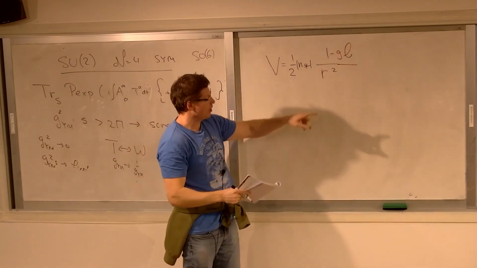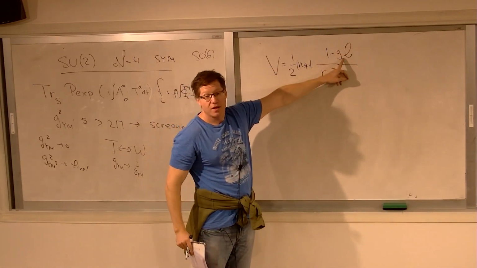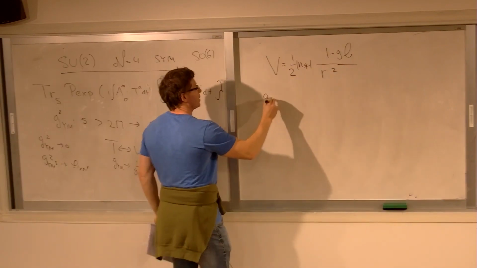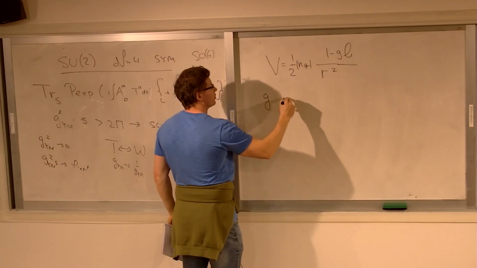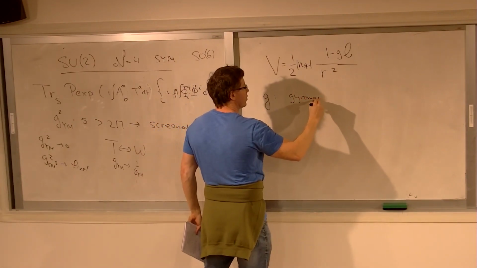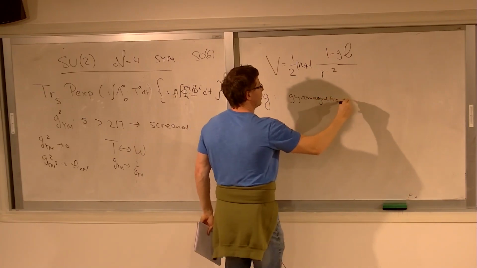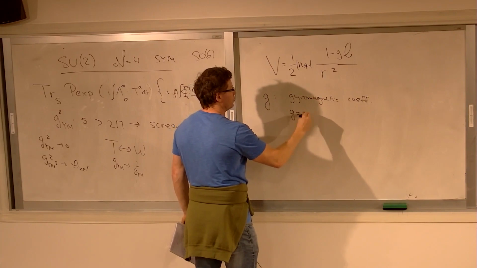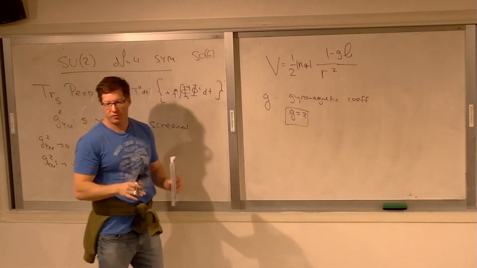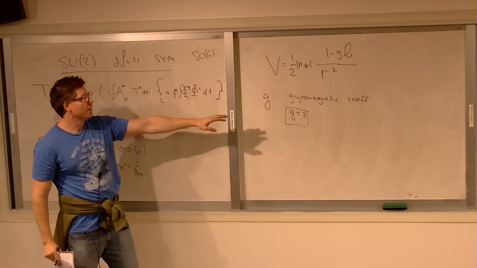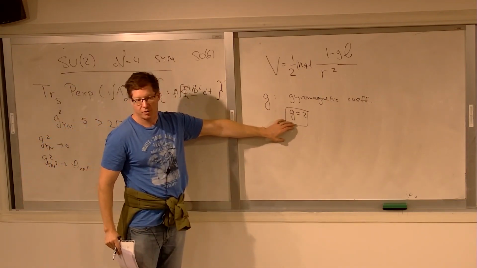So I have to explain what g is. g is not the Yang-Mills coupling. g is the gyromagnetic ratio, the gyromagnetic coefficient, and at weak coupling, g is equal to 2. So you can think about g equals 2, because I'm going to analyze 't Hooft lines at weak coupling now, and g is equal to 2 at weak coupling, to leading order.